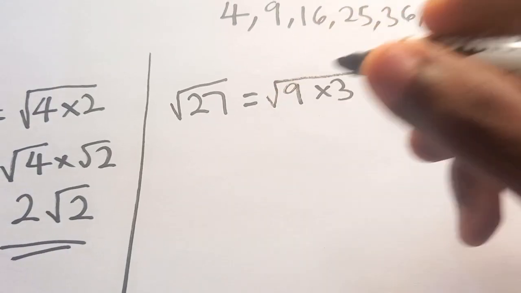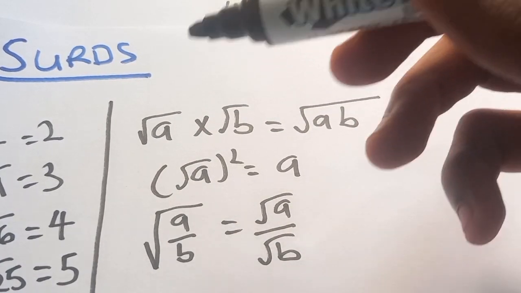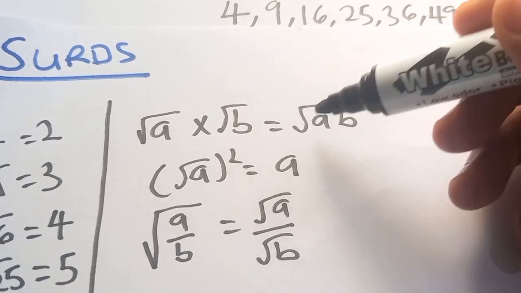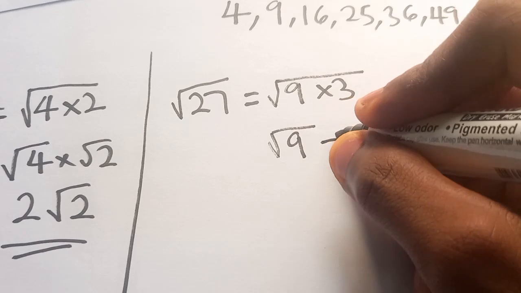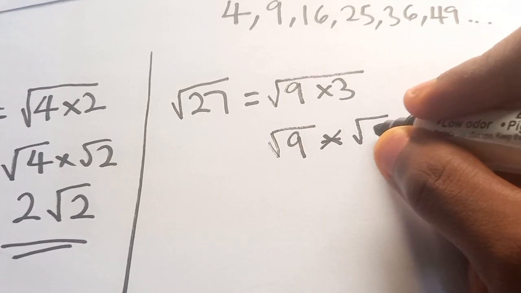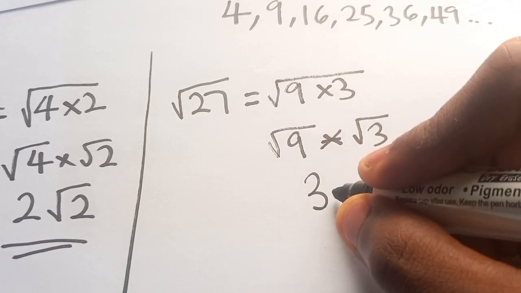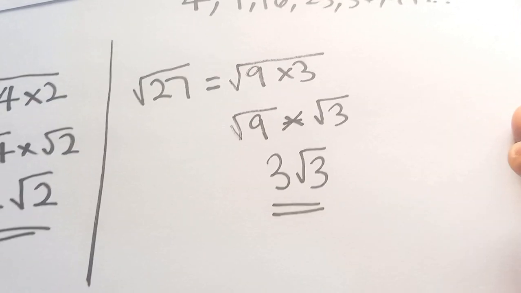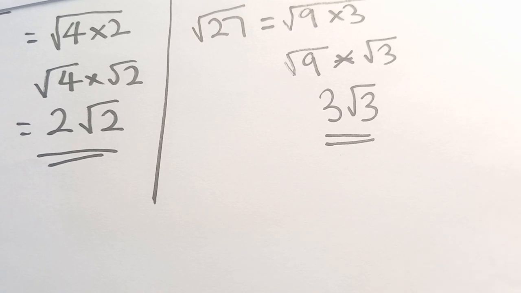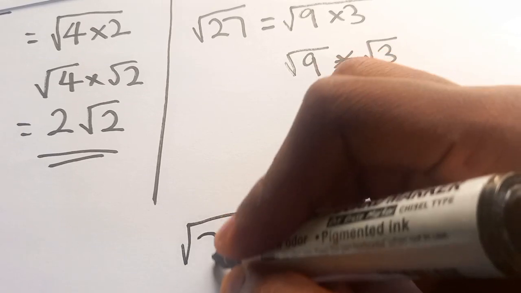And from the rule that square root of A times B is equal to this, therefore, we can see that square root of 9 times square root of 3. So square root of 9 is 3, times square root of 3. So this is the answer for this question. So let's go back and solve one more question. That is to find the square root of 75.